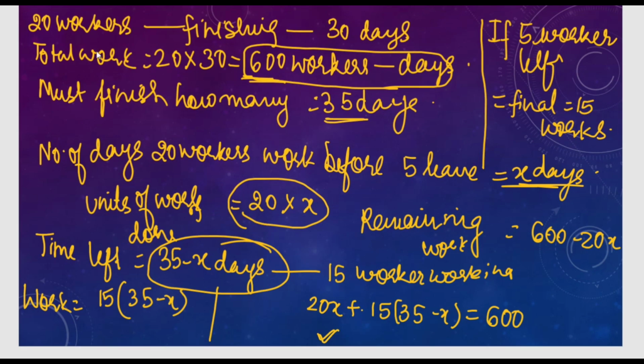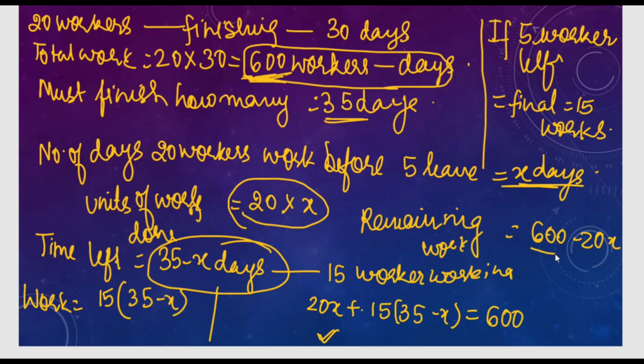See, I have 20 workers finishing this work in 30 days. So my total work will be 20 into 30, that is 600 worker-days. Now they are saying that 5 workers are left in between, so I have 20 minus 5, that is 15 workers. I will assume the number of days 20 workers work before 5 leave is X. So work done is 20 into X, and the remaining work is 600 minus 20X.